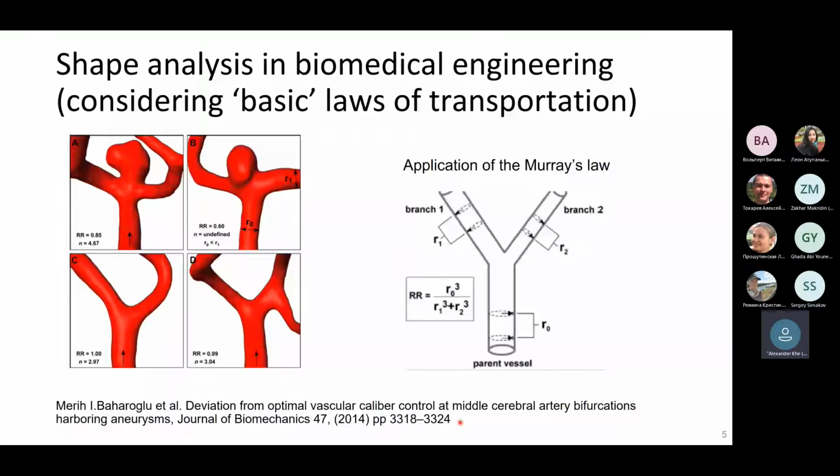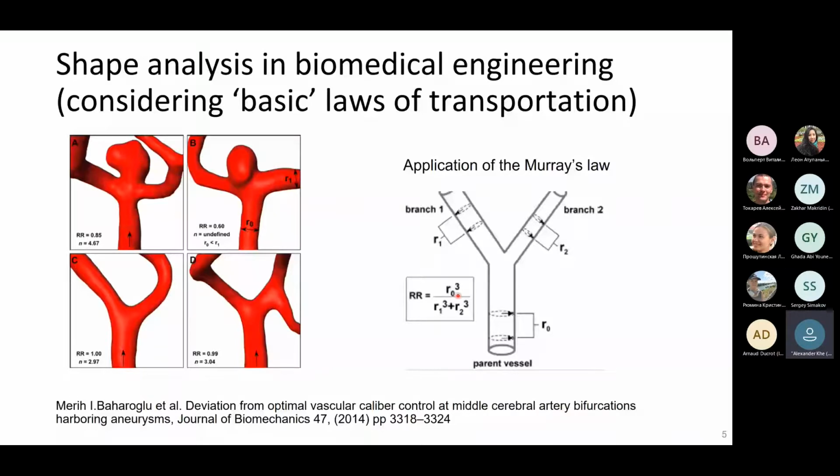Well, first of all, this is a strictly geometric approach, which is based on Murray's law, and it relates diameters of the vessels at the vessel bifurcation. Based on this analysis, scientists try to predict whether an aneurysm might appear, I mean, whether it can grow there or not.